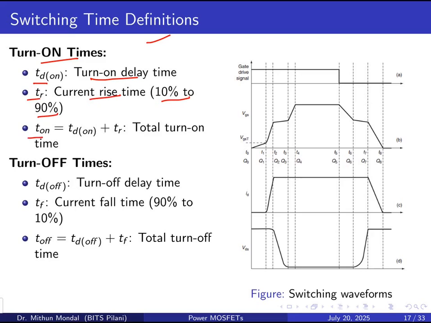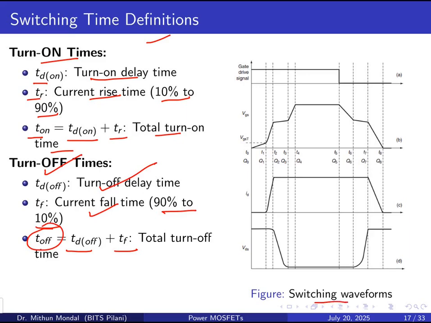The on time is given as the summation of the turn on delay time plus the current rise time, which is the turn on total time. The turn off time is basically given as the summation of TD off, which is the turn off delay time, plus TF, which is the current fall time from 90% to 10%. So this is the total T off time.